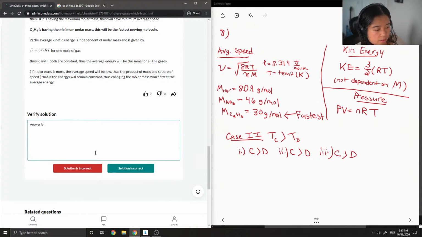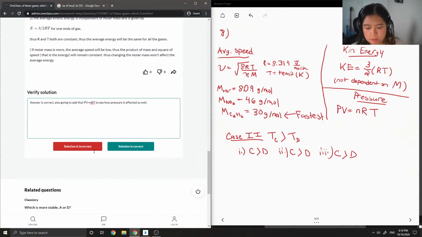Answer is correct. Also going to add that PV equals nRT to see how pressure is affected as well. Okay, so solution is correct.